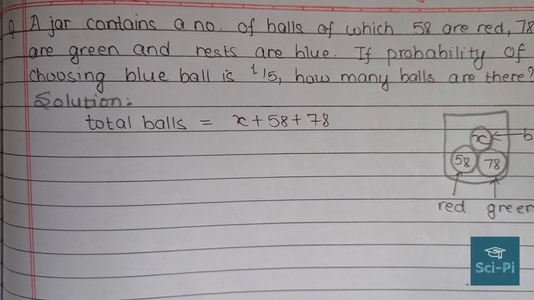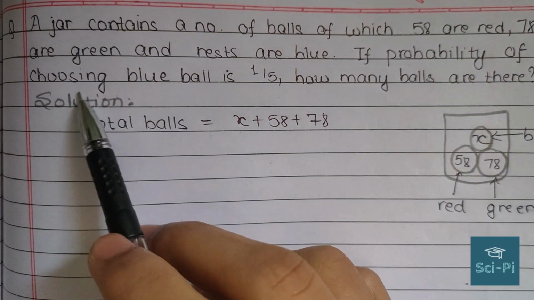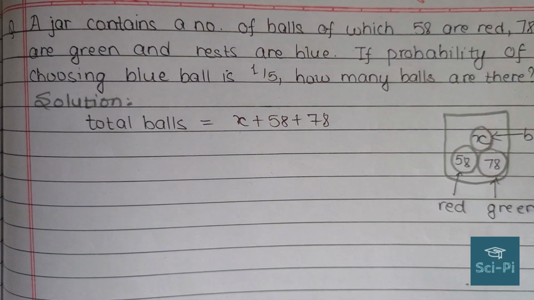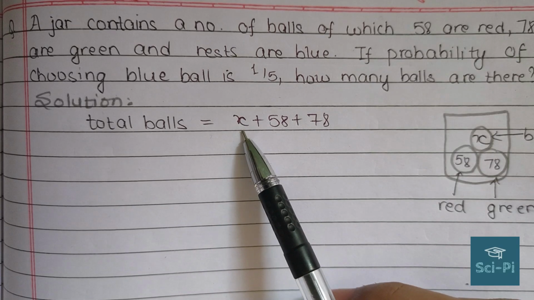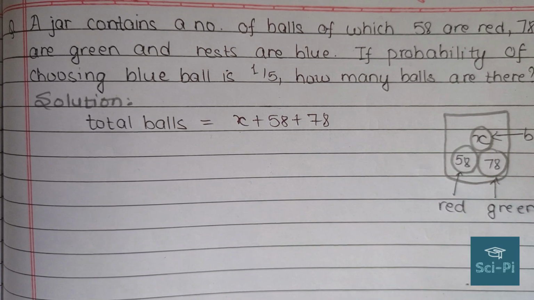So there is another question within this question, or you can say another hint is given, which is that the probability of choosing a blue ball is 1 over 5. So by using this, we can actually evaluate the value of X. How do we do that?